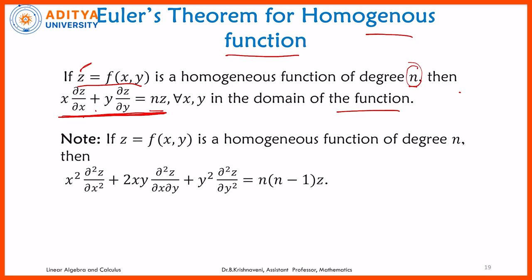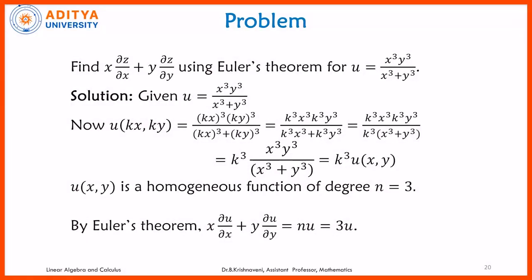Here you note that if z = f(x, y) is a homogeneous function of degree n, then x² ∂²z/∂x² + 2xy ∂²z/∂x∂y + y² ∂²z/∂y² is equal to n(n − 1)z. This gives Euler's theorem for homogeneous functions. Now let us apply Euler's theorem to find partial derivatives, or evaluate this kind of question, very easily.